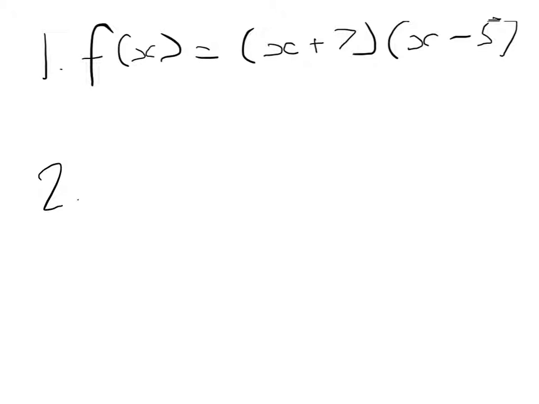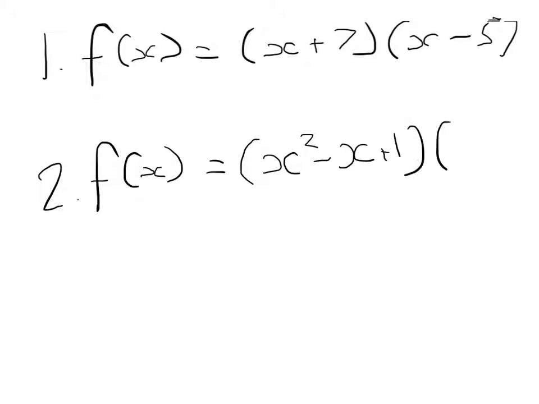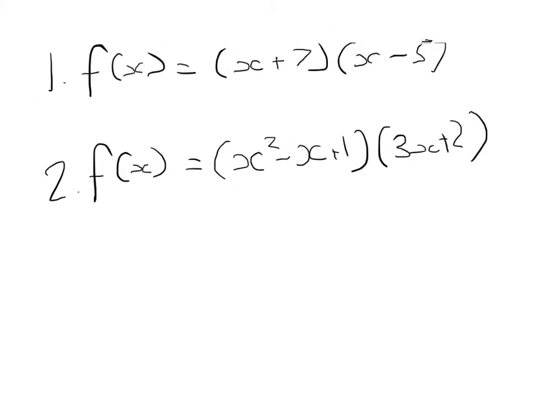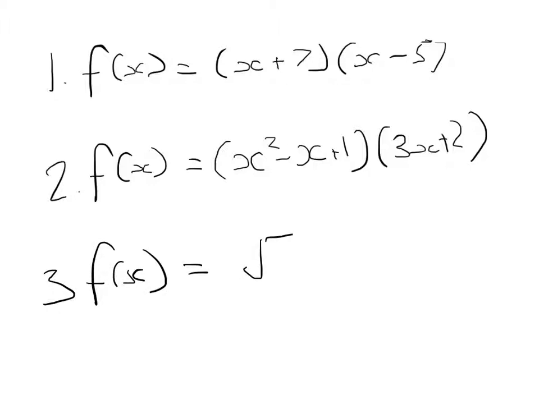Question 2. f of x equals x squared minus x plus 1 times 3x plus 2. And question 3, f of x equals the square root of x times 3x to the power of negative 2.